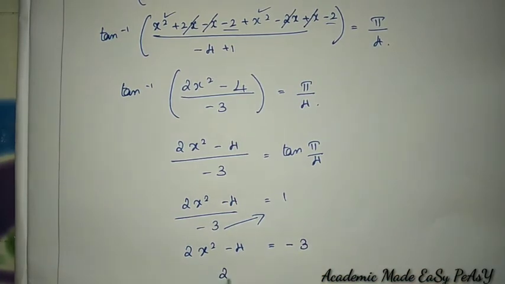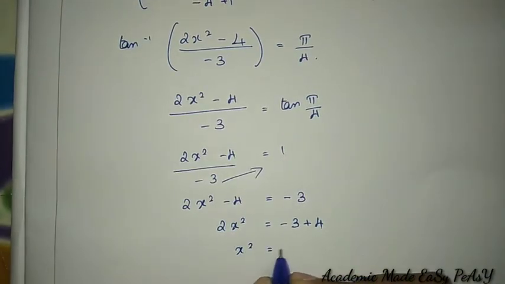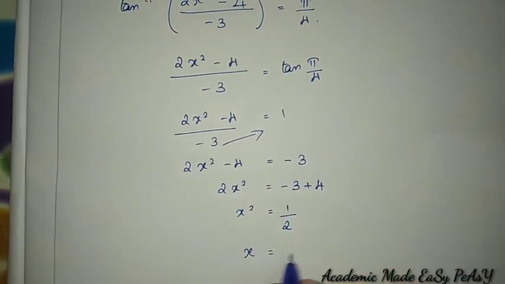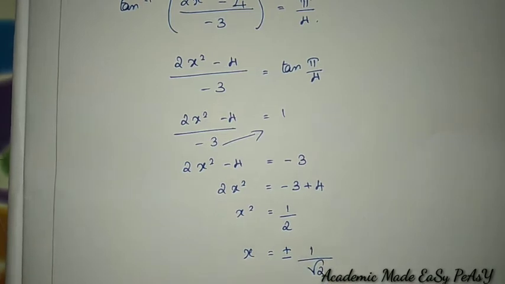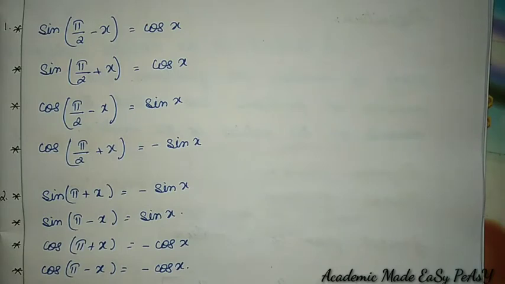So 2x square is equal to minus 3 plus 4. So x square is equal to 1 by 2. So where my x will be plus or minus 1 by root 2. This is my answer. This is a set of properties that we will be using for the upcoming questions.